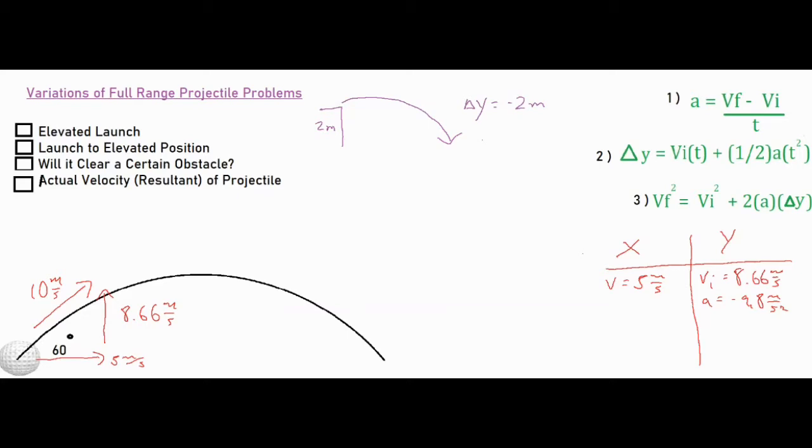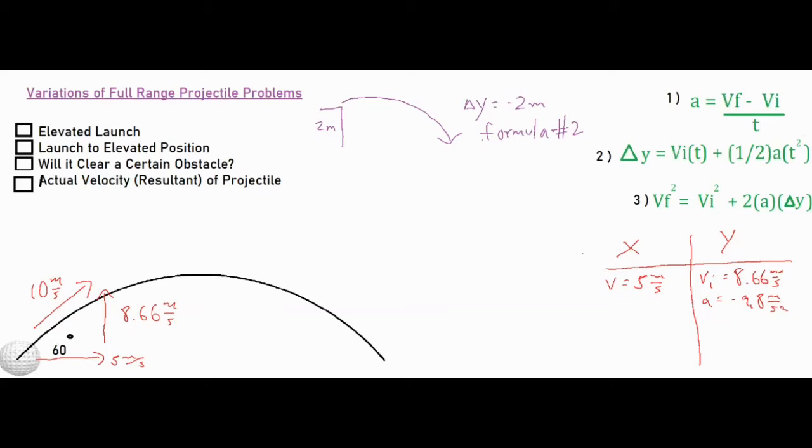And then what you would do from there is you would use formula number 2, and you would put the negative 2 in for the delta y. You would still be able to use your VI of 8.66 meters per second. You would have t as your unknown, and then you would have the negative 9.8 meters per second squared there. Now, once you plug everything into formula number 2, you will have a quadratic from there. So you could either 1, use the quadratic formula, or 2, you can also graph it and see the points of intersection with the x-axis for your answers.